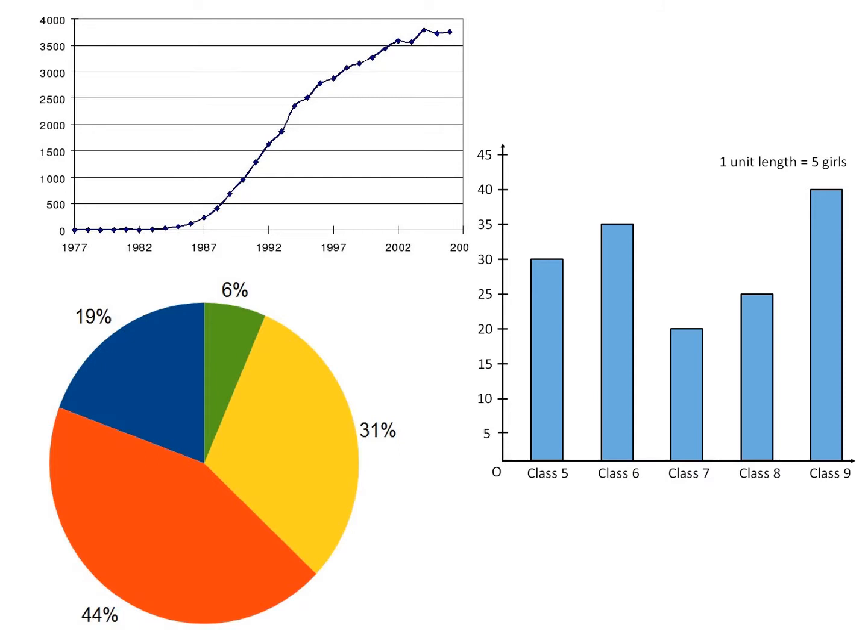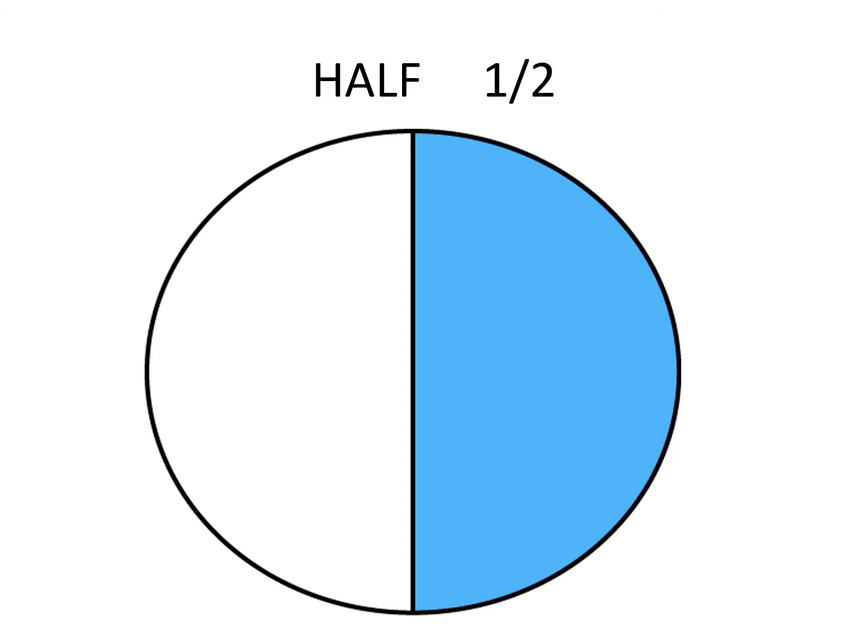There are different types of charts that you can explain, like the line graph, the bar graph, and of course the pie chart. Today we will focus mainly on how to describe a pie chart. Before we begin, we'll just review a few fractions which you have learned in the past in math.